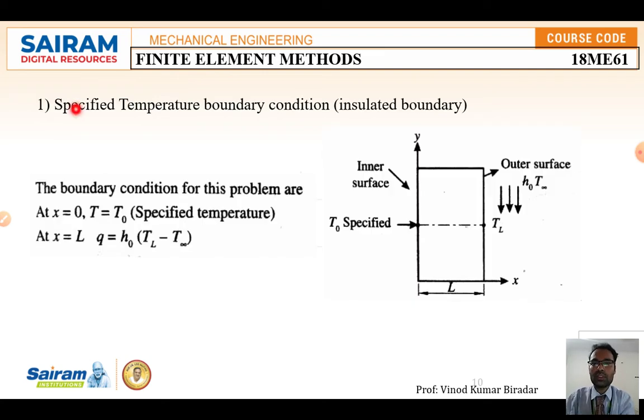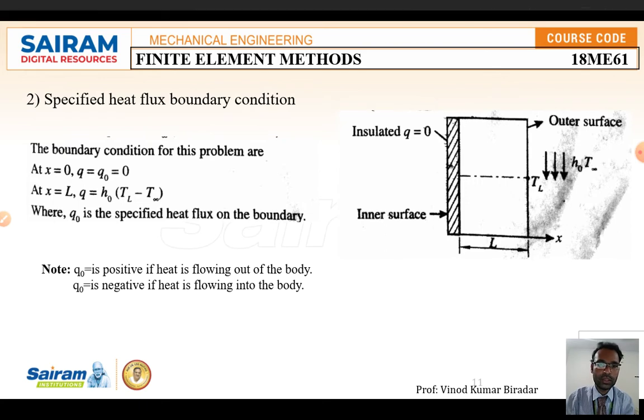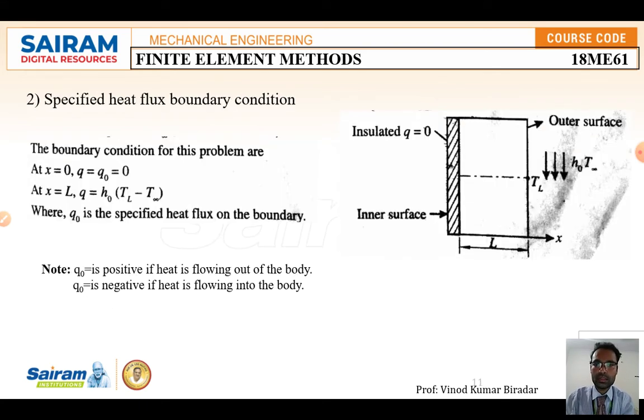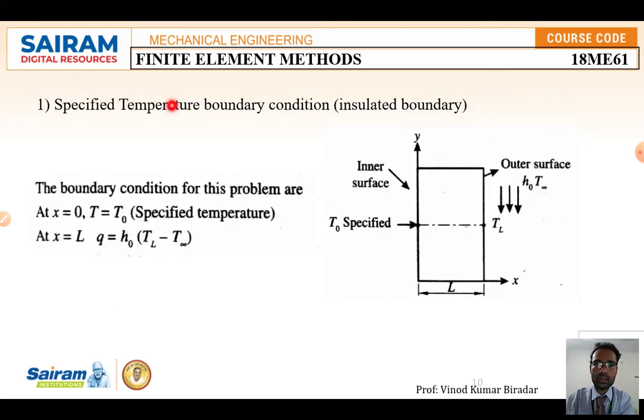First one is the specified temperature boundary condition. So this is one element, one wall, along x and y, and the length is L. Here they will specify the boundary condition. T naught, the initial temperature, they may give in the question. T naught is equal to some value. This end is called the inner surface, and this surface is called the outer surface. This is due to the convection.